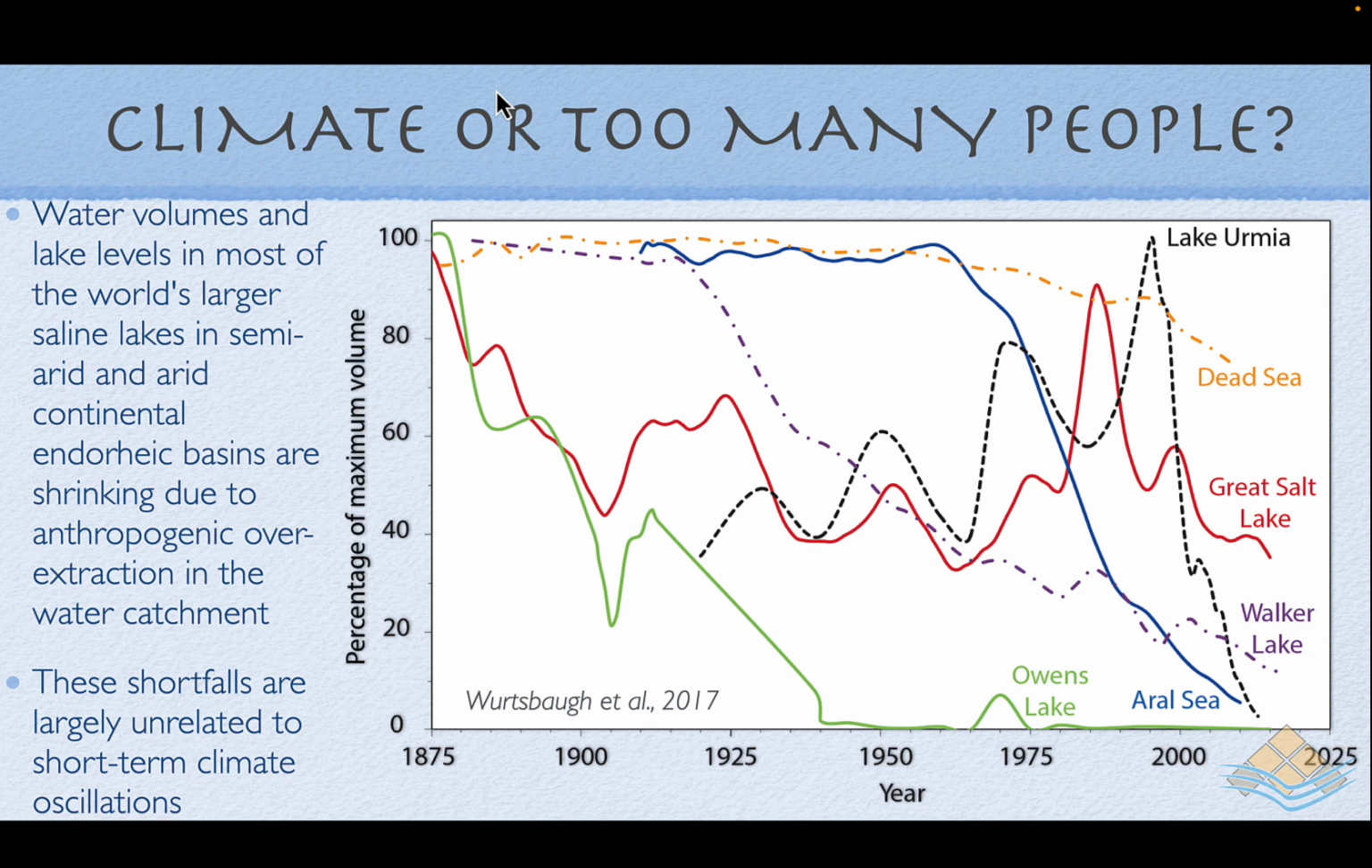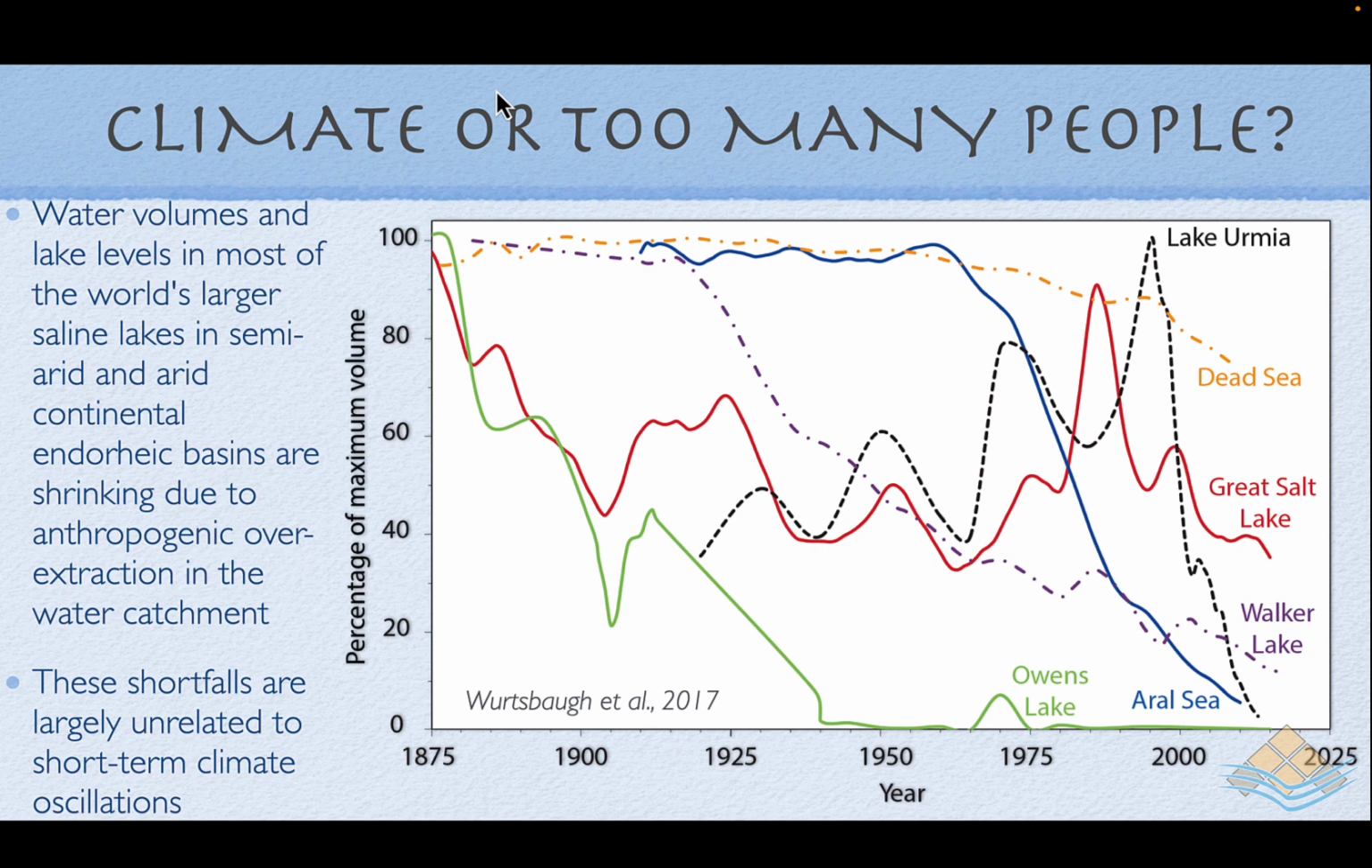So as a general rule, you can say that water volumes and lake levels in most of the world's largest saline lakes in semi-arid and arid conditions are shrinking. Now, some people have said this is due to climate change, but this really, in my mind, has nothing to do with climate change. What's happening here is salinisation and shrinkage of these systems related to the uptake of the freshwater influx in these semi-arid climate belt lakes by irrigation systems.